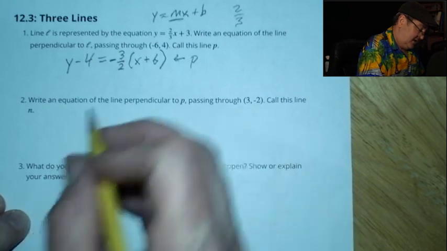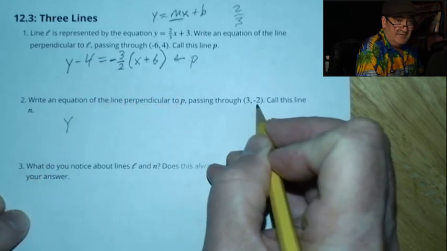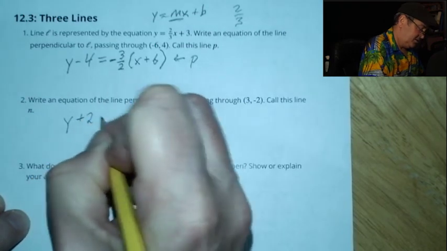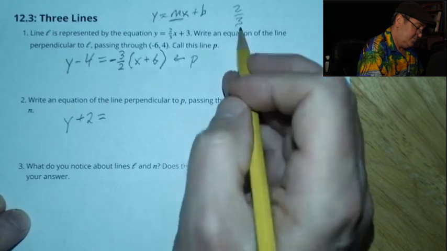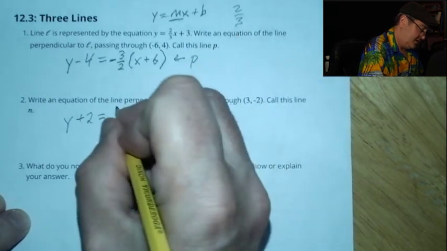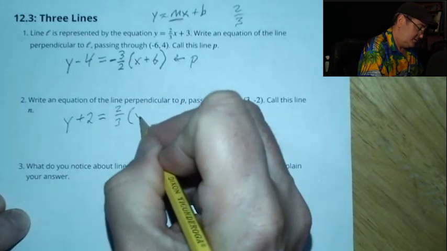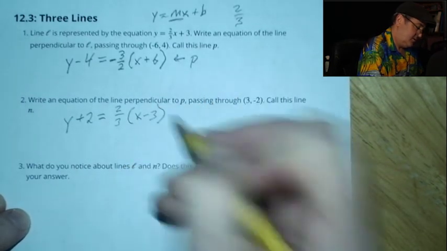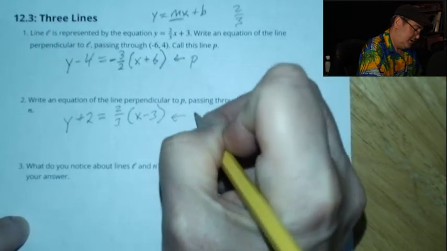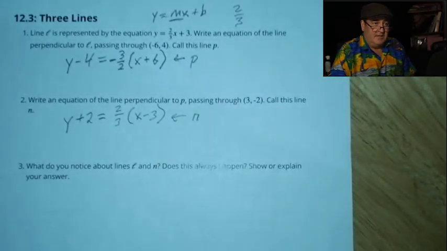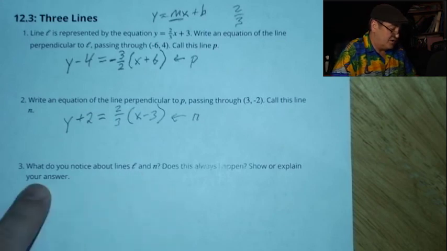Let's see. The equation of that line should be y minus a -2 this time. So we're looking at y plus 2 equals, what's our slope? All right, we got to go back to the 2/3 and x minus 3. Okay, well, this is N. This is line N right there. So we have line N. It says, what do you notice about L and N? Does this always happen? Show or explain your answer.